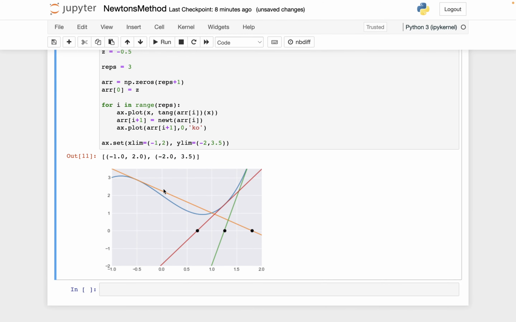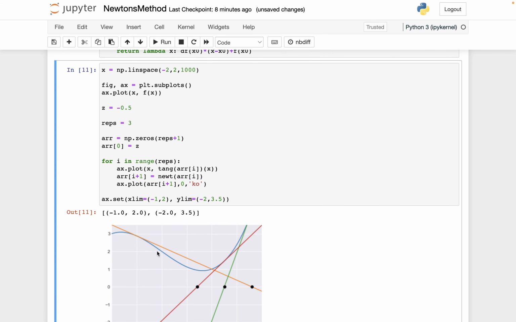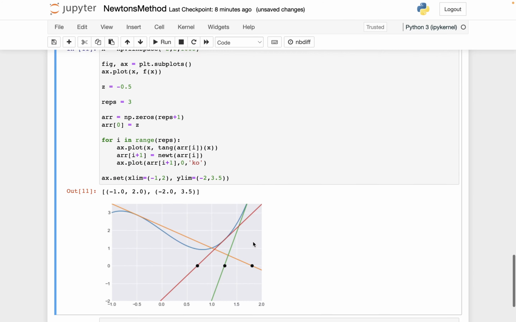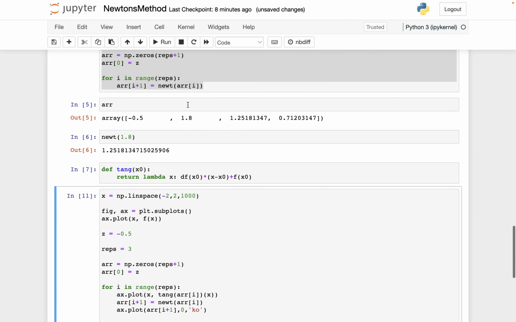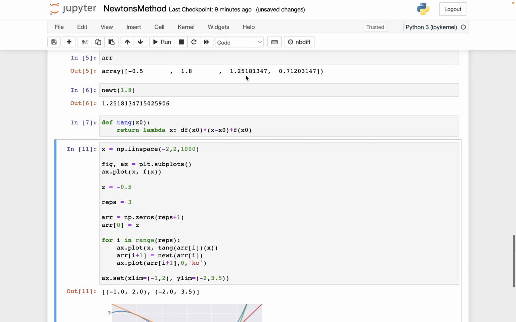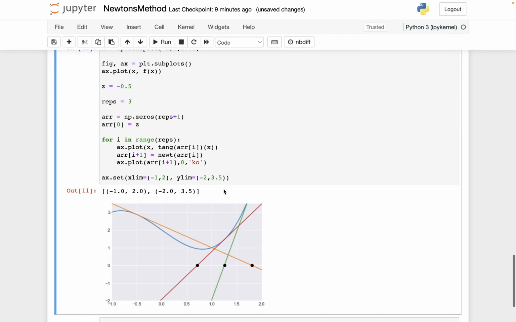Okay, so what happened? We started at negative 0.5. We drew the tangent line. We found where that tangent line has a root, and that was exactly 1.8. Then we repeated the procedure. This green line is the tangent line at 1.8. Then we see where this green line crosses the x-axis. It crosses it here, which is at approximately 1.25.